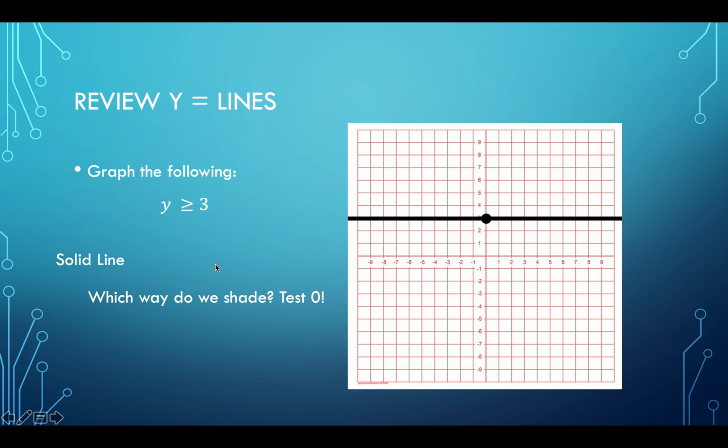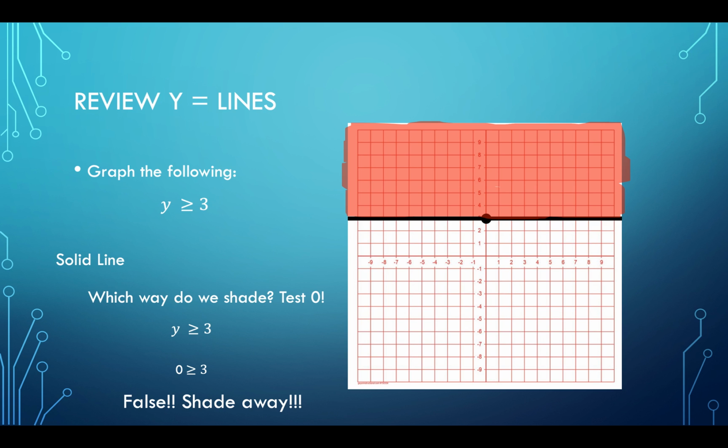And which way do we shade? We're going to test 0 because this line does not fall on 0. We can definitely go ahead and use 0 to determine which way we're going to shade. So wherever there's a y, we're going to replace it with our 0. So we get 0 is greater than or equal to 3. 0 is not greater than or equal to 3. It's false, so we're going to shade away from 0. And that's how we shade away from 0.